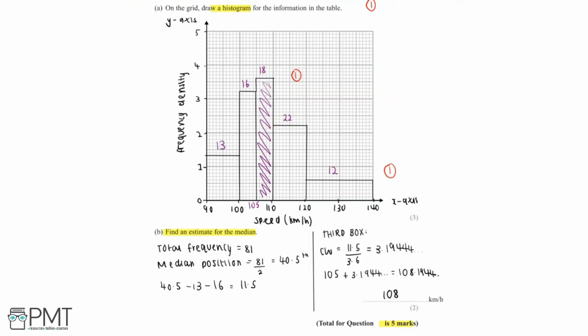Now there are 2 marks in part B, and we get the first mark for finding that the median is in the 40.5th position and that the class width at this point in the third box is equal to 3.19444. And then we get the second mark in part B for getting the correct answer that the median is equal to 108 kilometers per hour. And now we've achieved the full 5 marks needed in this question.